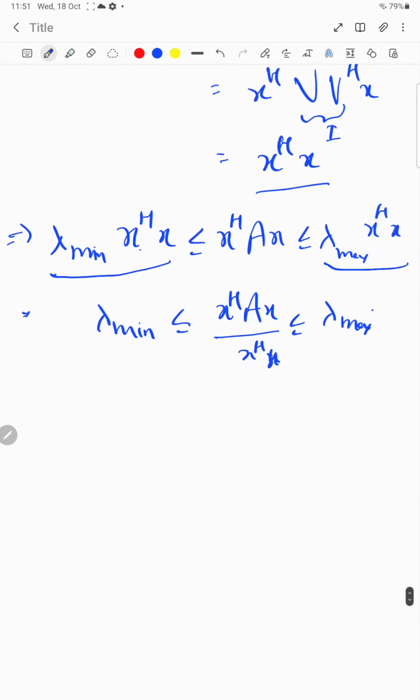And just so you know, this is known as the Rayleigh Quotient. The maximum and minimum values of the Rayleigh Quotient are lambda max and lambda min, the maximum and minimum eigenvalues of that Hermitian matrix.